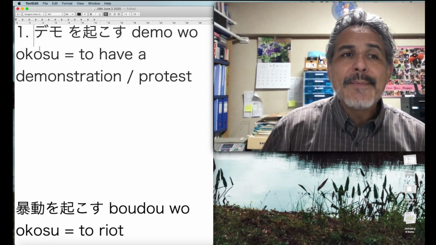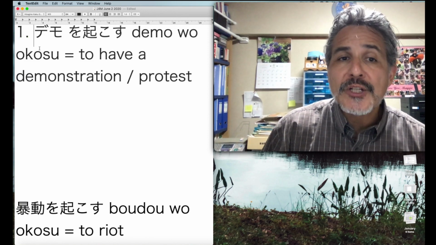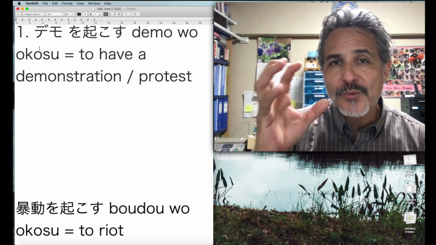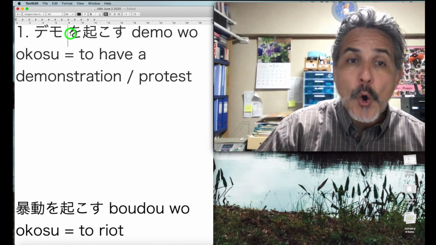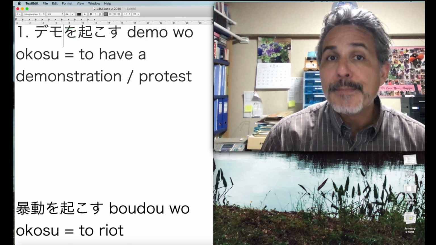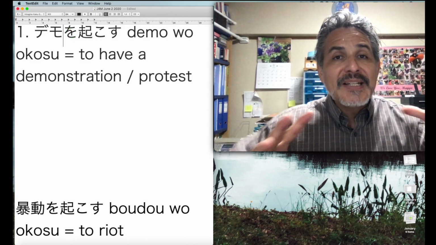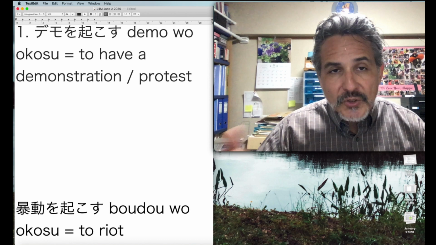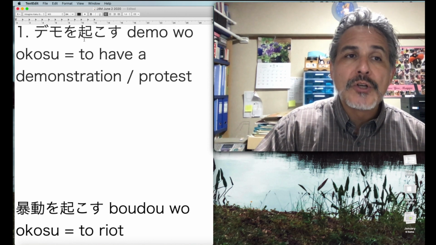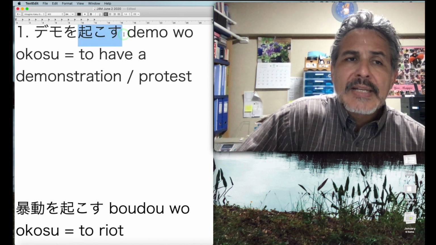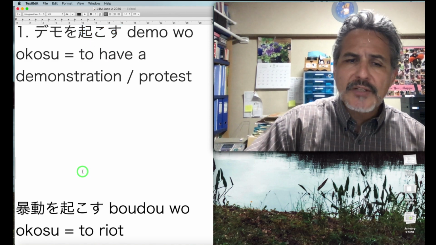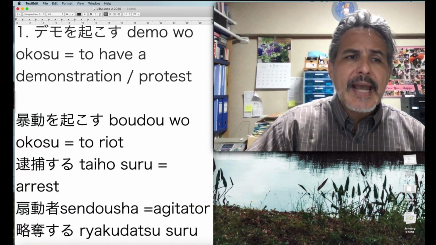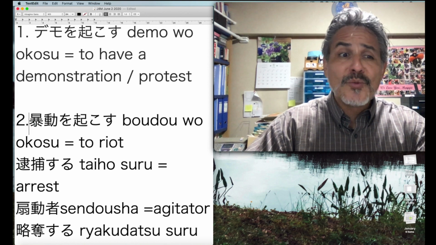Demoを起こす. That's to have a demonstration or protest. Of course, demonstration is where this originates from. So in Japanese, if you just say the word demo, people understand it means a protest of some sort. It does not mean a demonstration of how to do something, though. So remember that. So demoを起こす. 起こす is just to do something. It's to cause something to happen. Okay, so that's the first one. Demoを起こす. And at the very least, you should be able to remember the word demo.